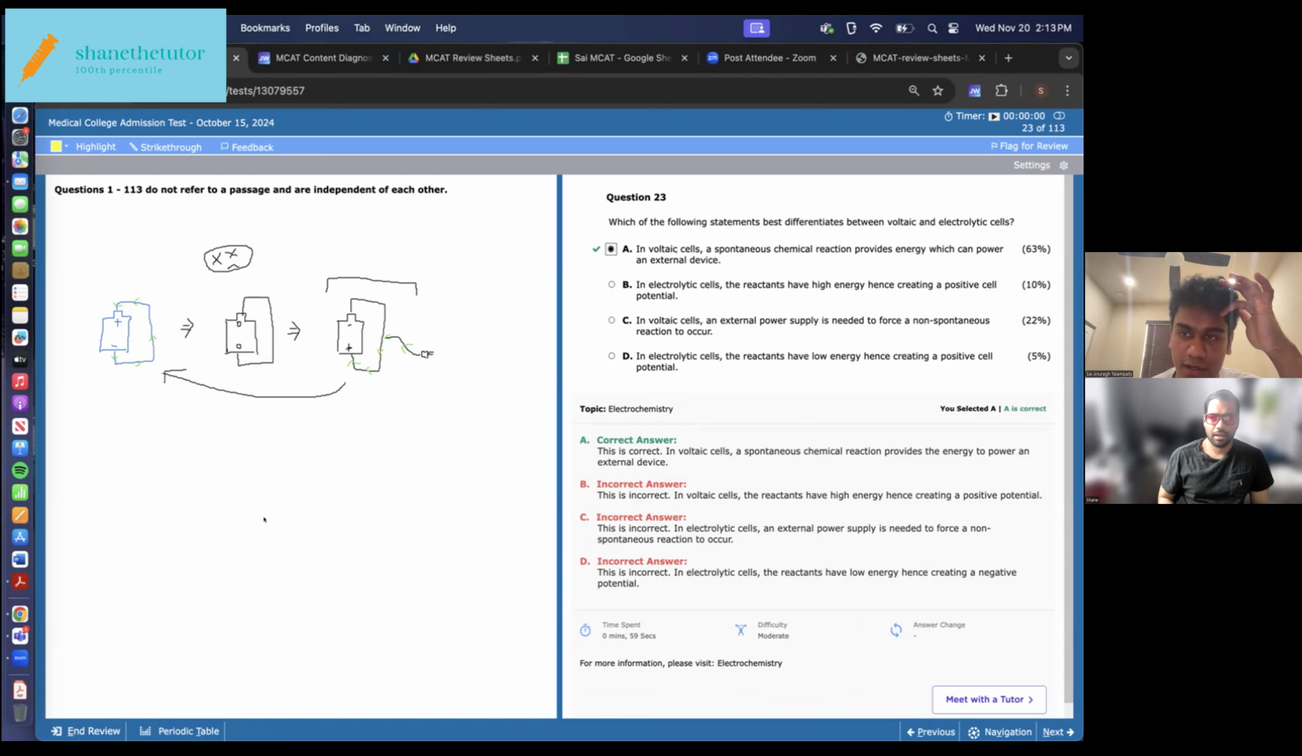And then our delta G is equal to negative nF times cell potential. So in order to be spontaneous, what sign must cell potential have? Positive. Exactly. So then I wrote, eventually all of the electrons will reach the cathode and all the cations will reach the anode. This is equilibrium, in other words, a dead battery.